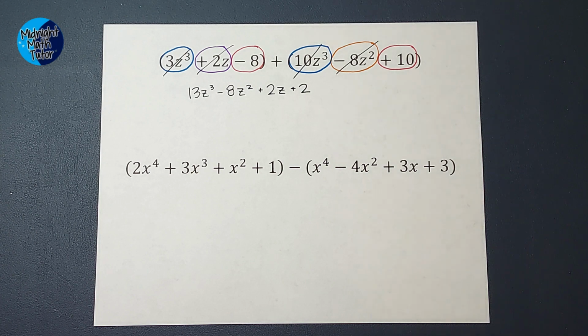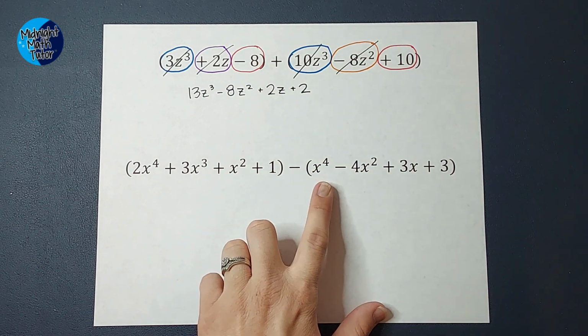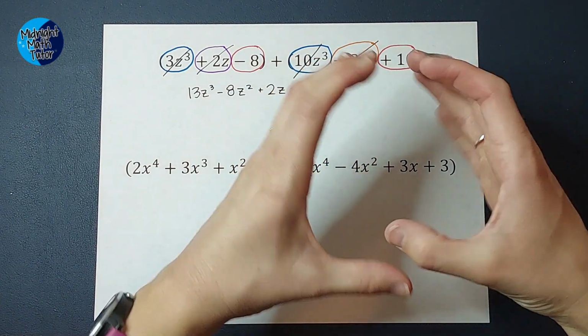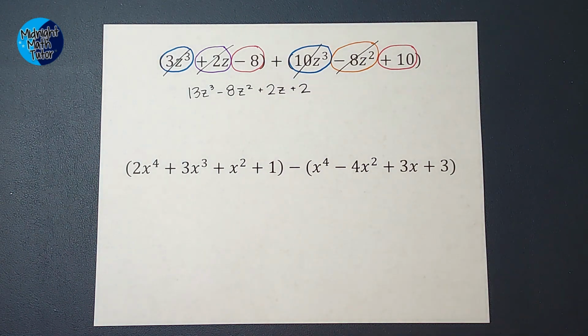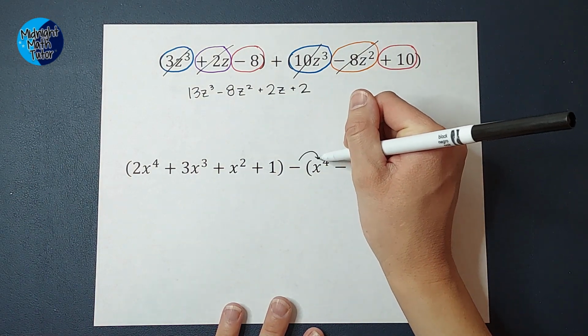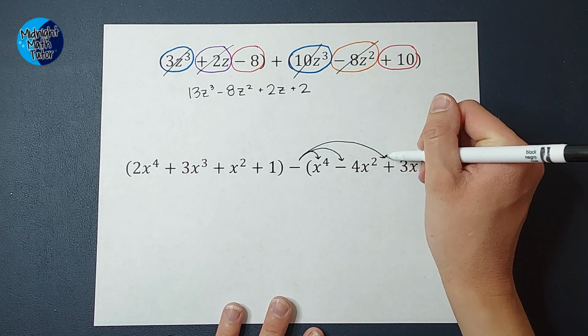Okay, all right, now let's go ahead and subtract. Very similar, but what I want to remember is that when I have this minus here, it doesn't mean I'm just subtracting the x to the 4th. I am subtracting everything inside these parentheses, okay? So there's a couple different ways you can do this. What I like to do is just distribute this negative to each term, okay?